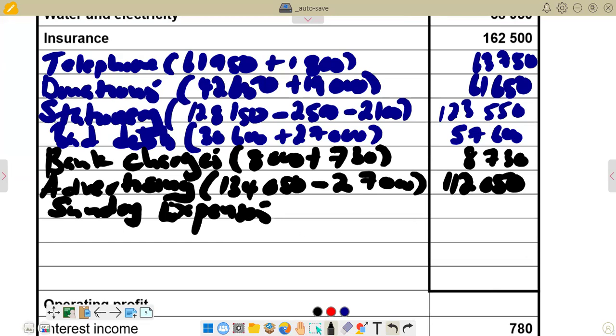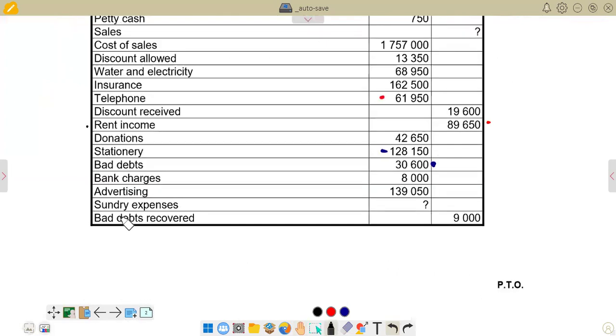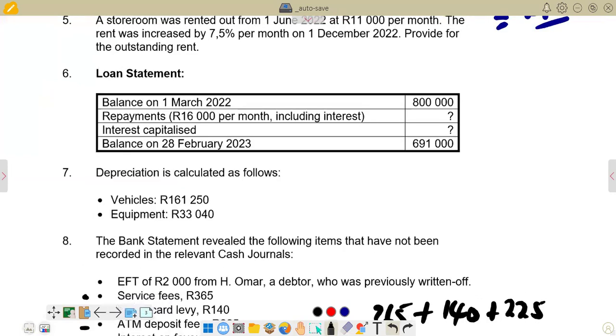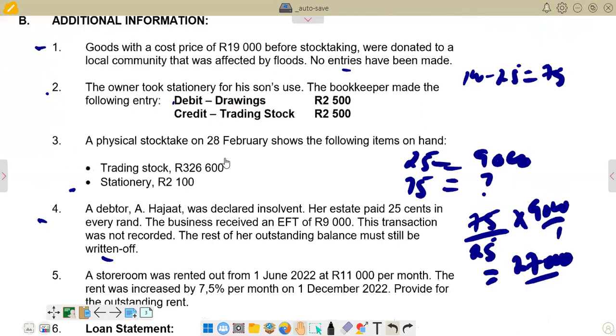Then we go back to the question again to see if we've got any other expense. If you go to the list of balances, like what we're doing, see that the last item is just recovered, it is an income. So we have exhausted all the expenses in the list of balances. So we go to additional information to see if we have any other expenses that are mentioned there that we don't have in the list of balances.